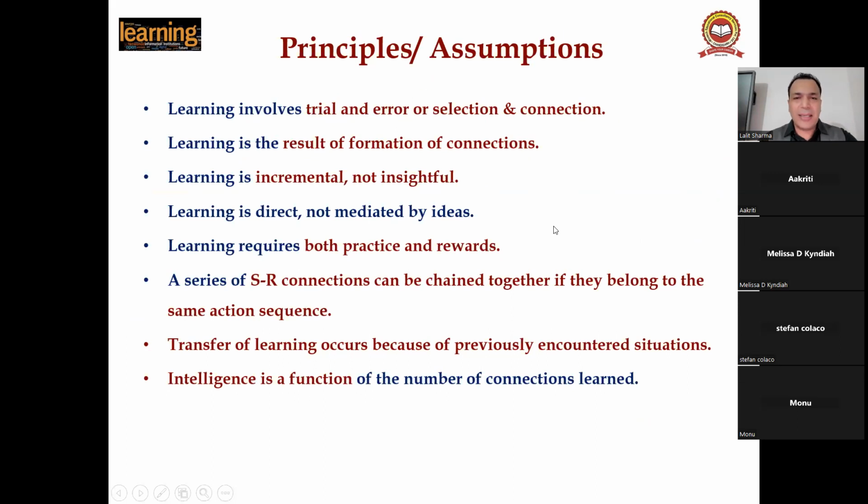Some of the principles and assumptions of that theory. According to Thorndike, what are the assumptions? Learning involves trial and error, or selections and connections. There are connections between the number of trials you are doing. Learning is the result of formation of connections. Now those connections are the mistakes, and you are forming that in your mind. It is happening in your mind.